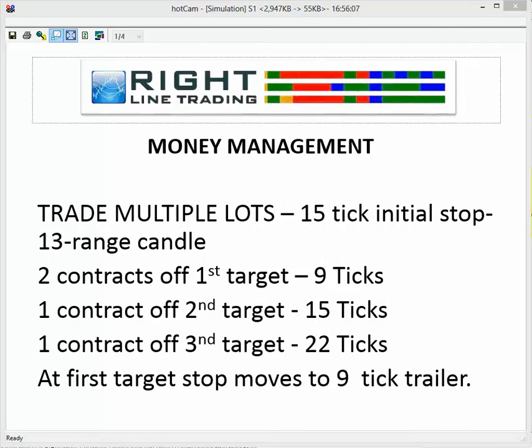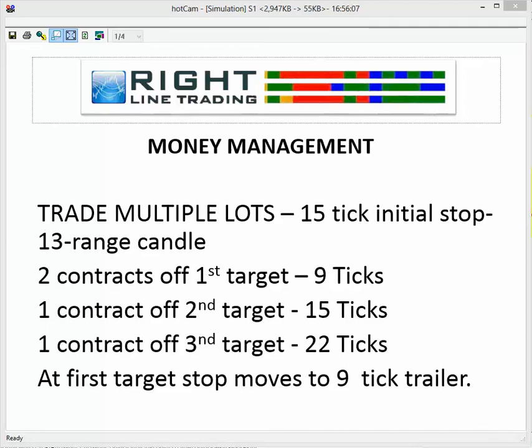And here on our 13 range candle chart, we have an initial 15 tick stop. We take 2 contracts off at 9, 1 contract off at 15, 1 contract off at 22. On our first target, our stop moves to a 9 tick trailer.